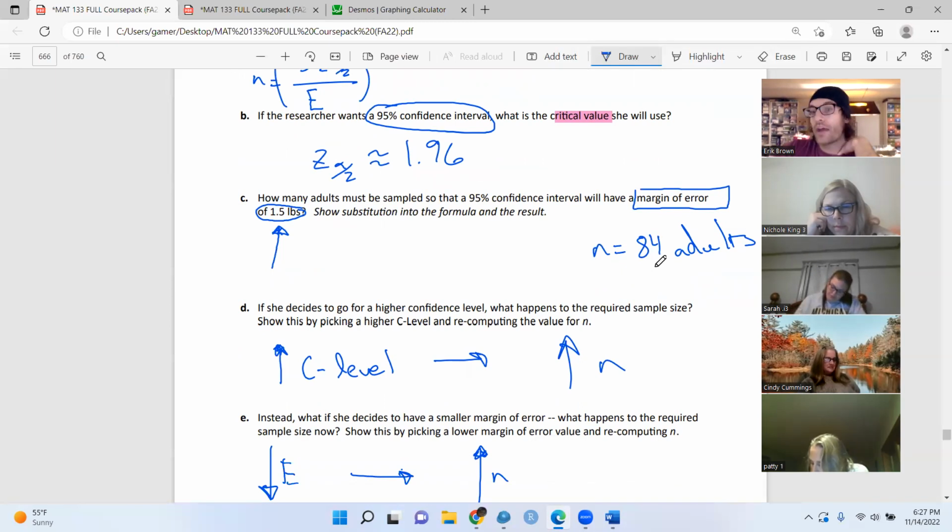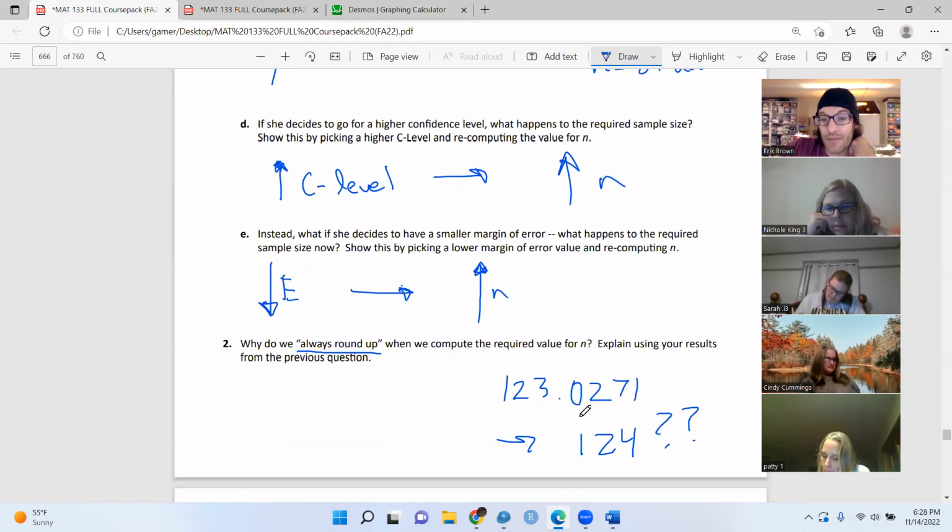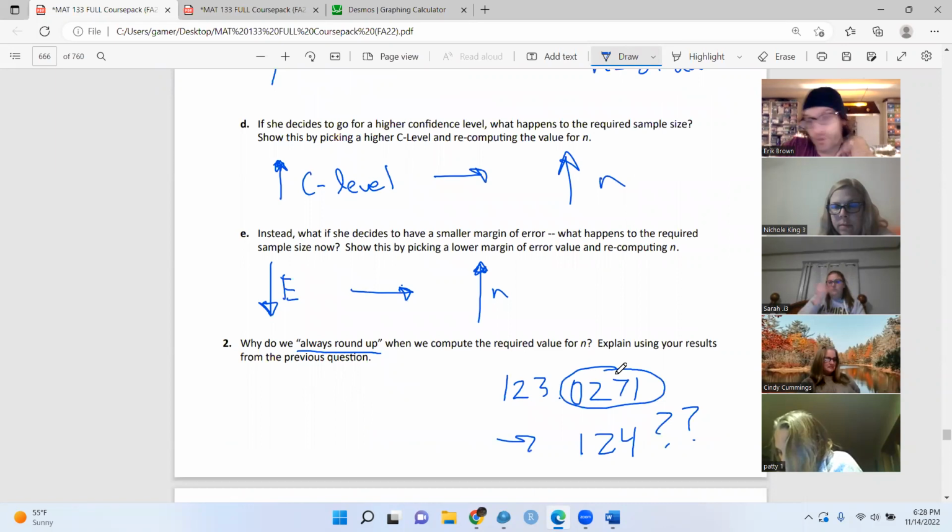We could talk to 1,000 people, great. We'll definitely hit the 95% and this margin of error. But if we want to talk to the smallest amount, it has to be at least 123.0271. And since this is part of a person, and you can't have part of a person, we round it to 124 to guarantee the results.